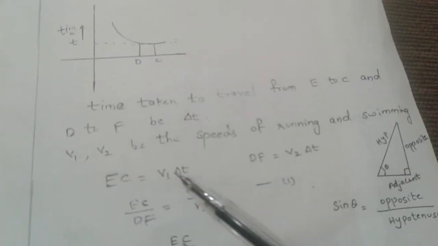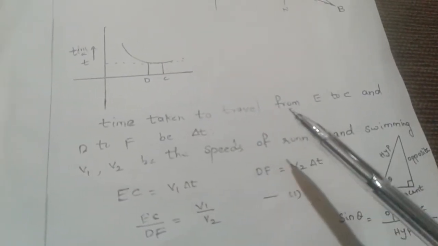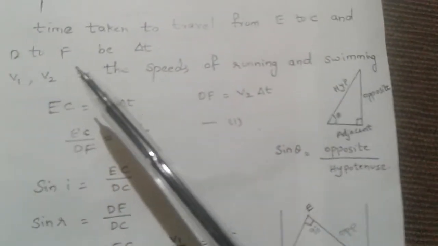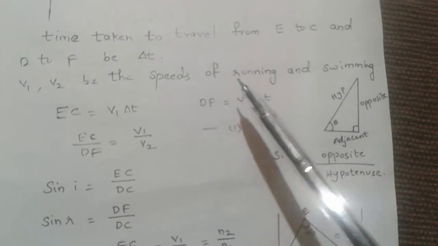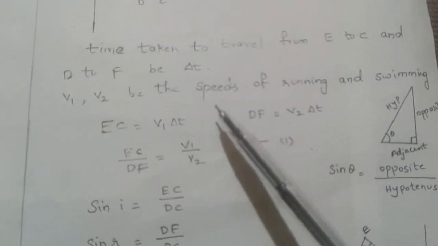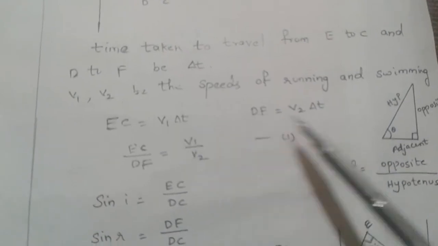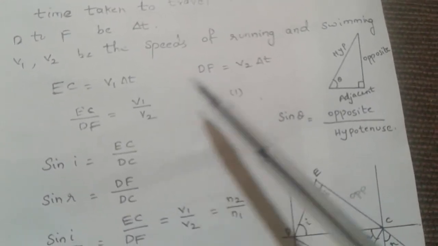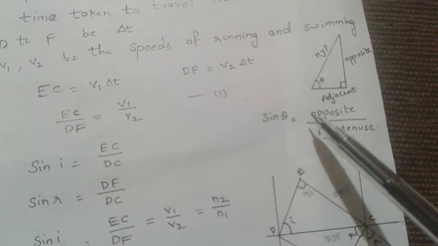Now let the time taken to travel from E to C and D to F be delta t, and V1, V2 be the speeds of running and swimming. So accordingly, from the diagram, EC is equal to V1 delta t and DF is equal to V2 delta t. So EC by DF is equal to V1 by V2. Keep this expression aside.